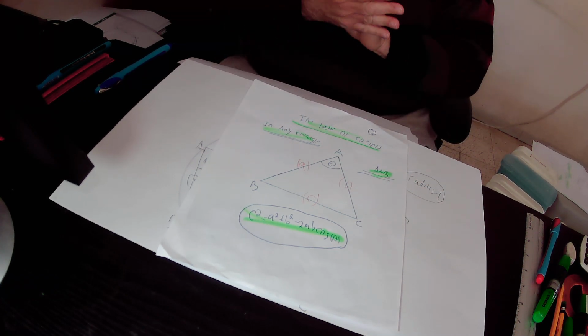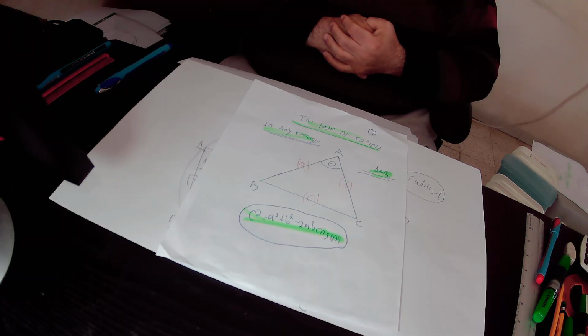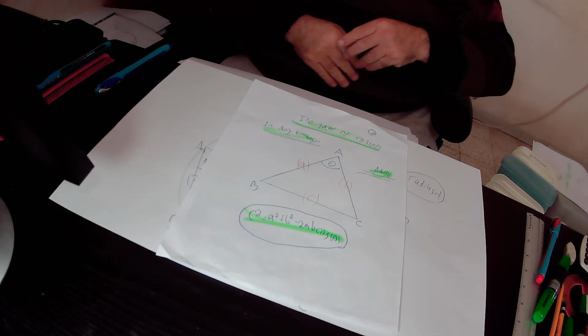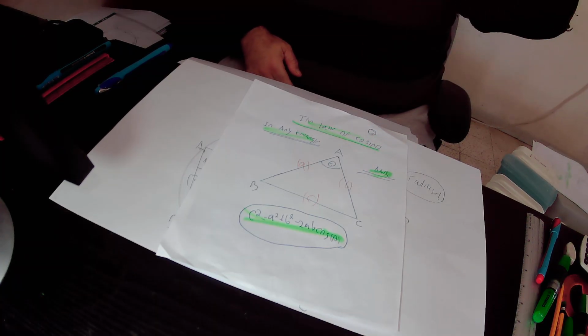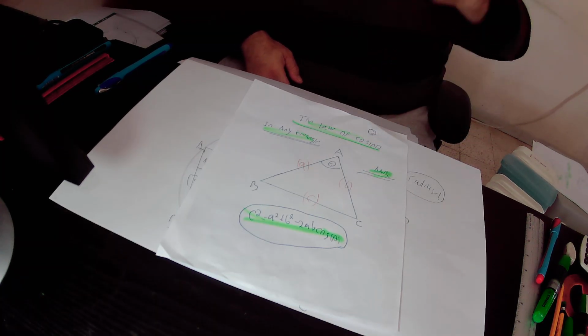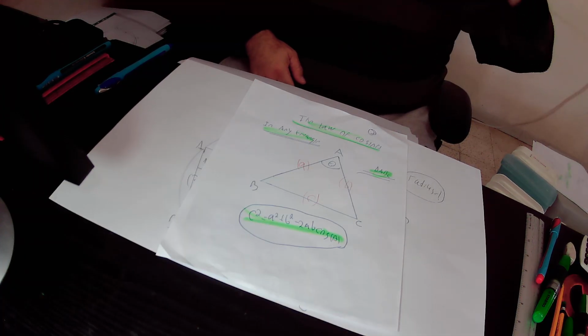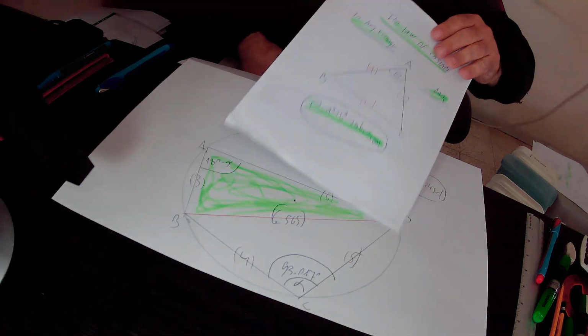In this triangle ABC, which could be any triangle, according to the law of cosines, the following equation is true: C squared equals A squared plus B squared minus 2 times A times B times cosine theta. So in the first step, we implemented the law of cosines.